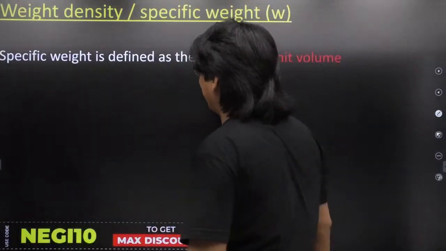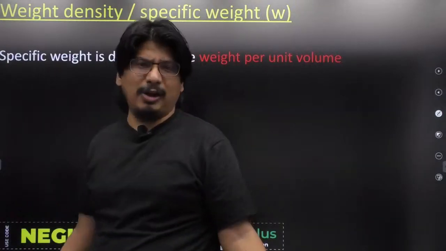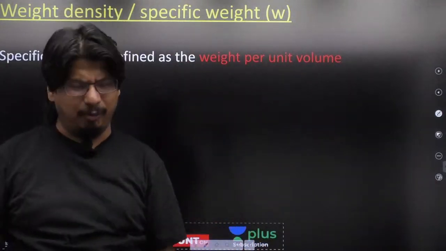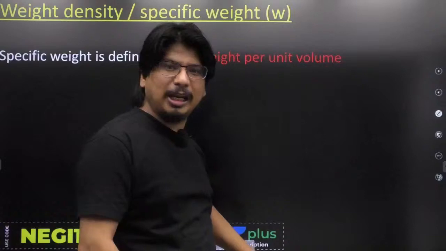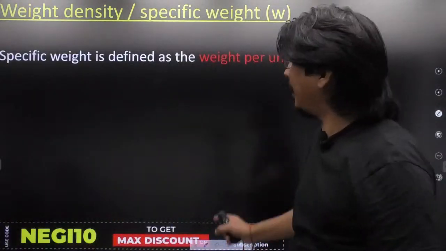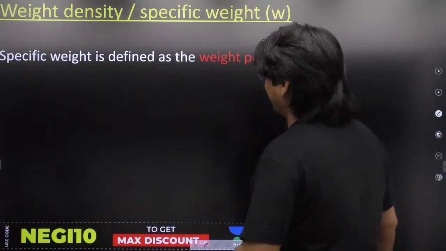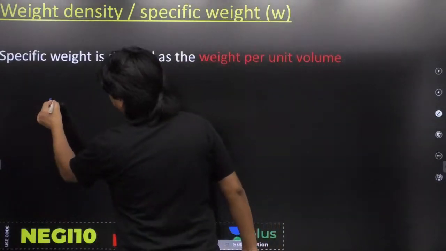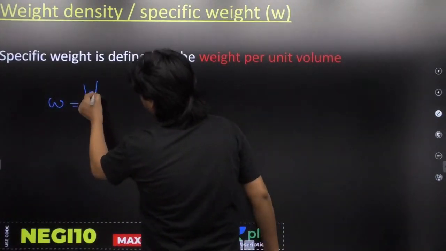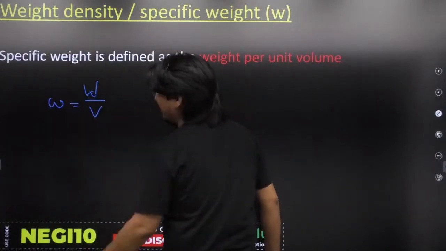Then we came to the next topic, weight density. What is weight density, my friends? It is also known as specific weight. What is specific weight? Weight per unit volume is known as specific weight. It is represented by small w. Small w is weight divided by volume.